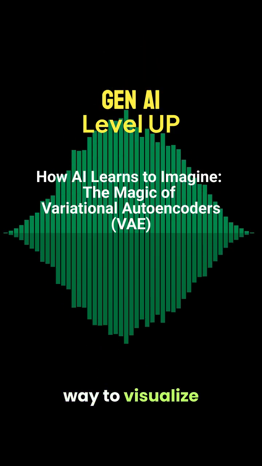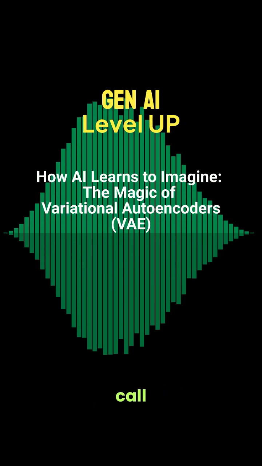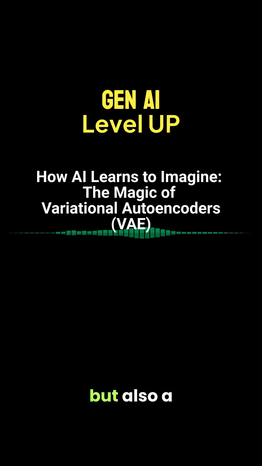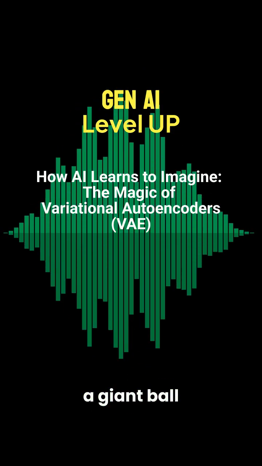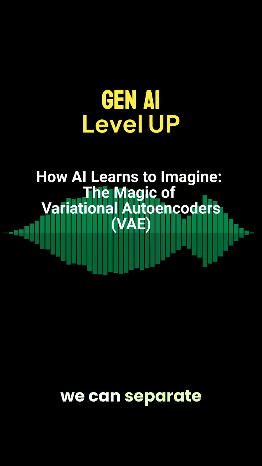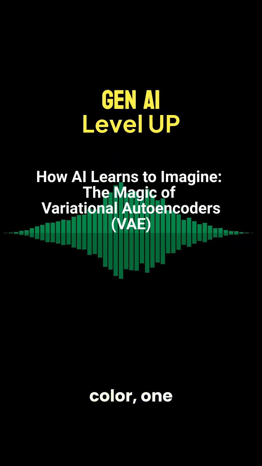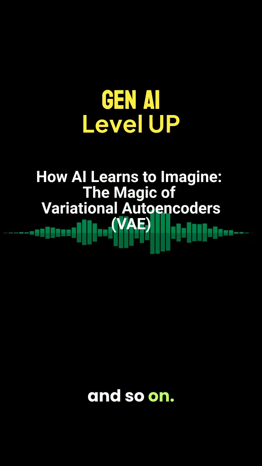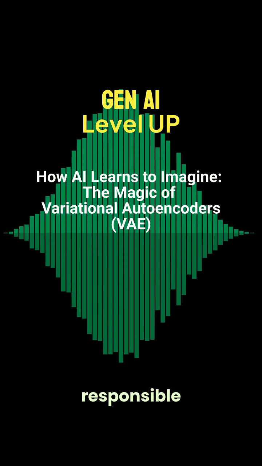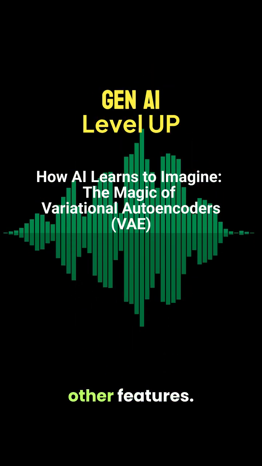That's a great way to visualize it. And this hierarchical structure can be really powerful for learning what we call disentangled representations. Disentangled representations. That sounds intriguing, but also a bit like untangling a giant ball of yarn. Think of it this way. Instead of having all the features of a cat jumbled together, we can separate them out neatly into different drawers. One drawer for fur pattern, one drawer for eye color, one drawer for tail length, and so on. So each latent variable, each dimension in those latent spaces, is responsible for capturing a specific feature of the data, independent of all the other features.